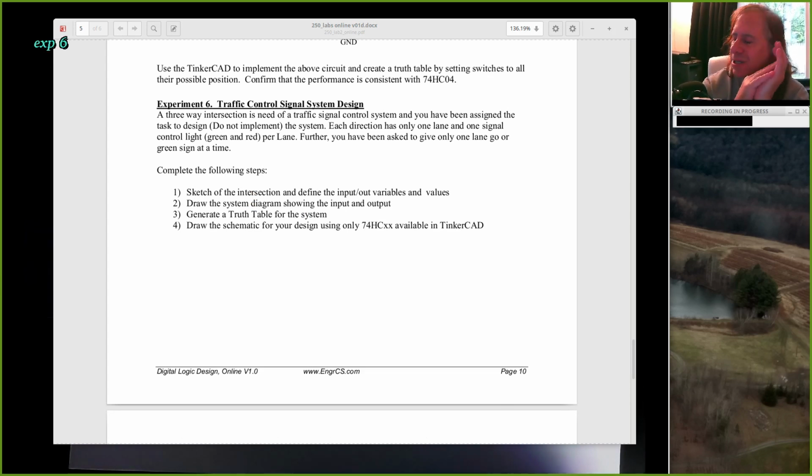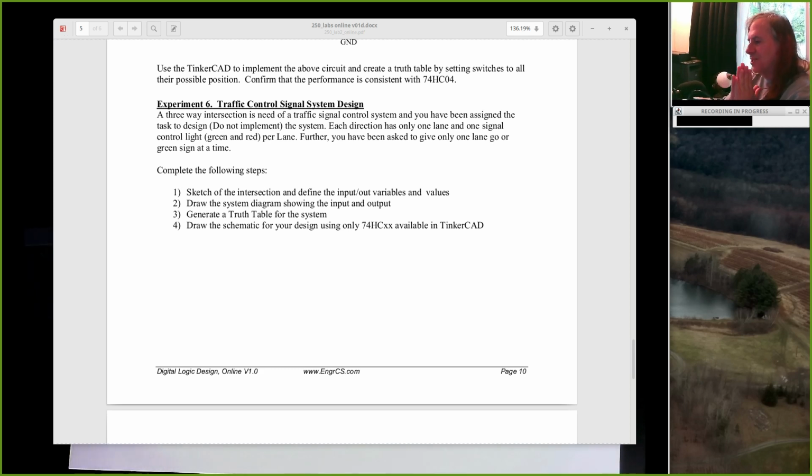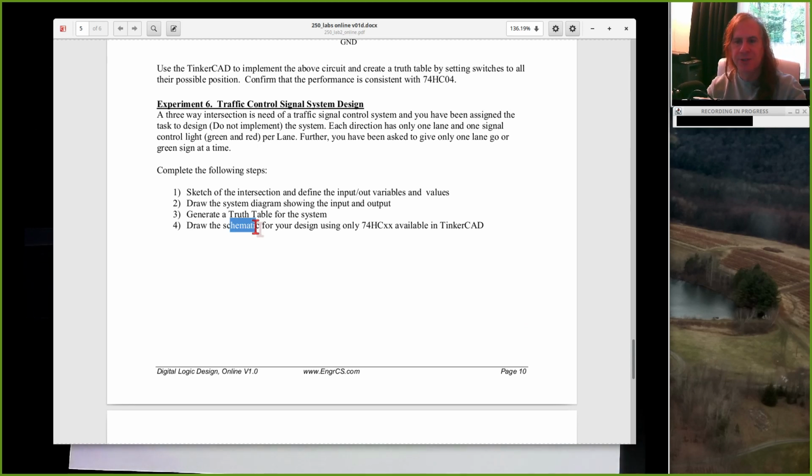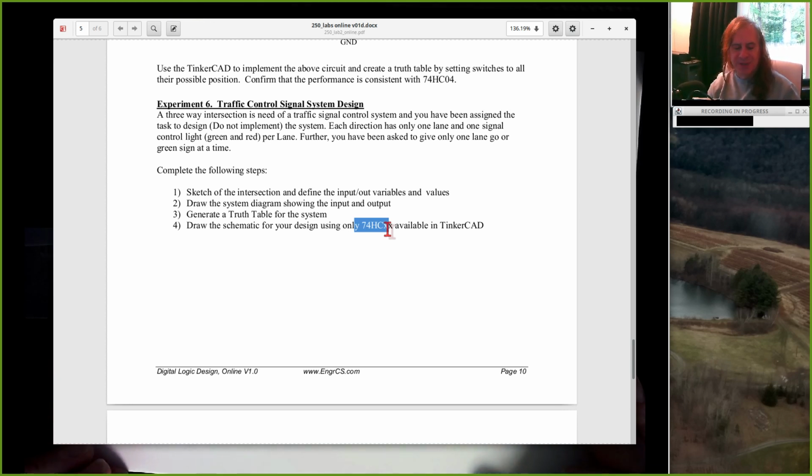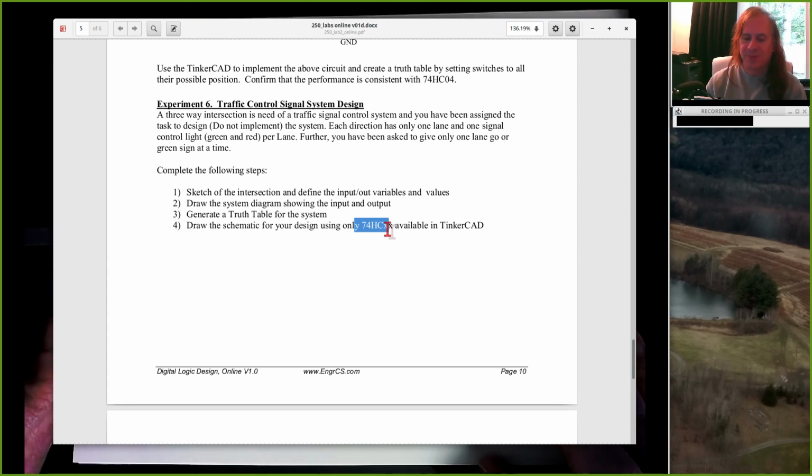It's the same intersection, same behavior, same control circuit as in lab 1, but this time we're going to go from the truth table to a schematic. The schematic should use the integrated circuits that are available in Tinkercad. If there happens to be a traffic light control chip in Tinkercad, life is good. But there isn't. But there are AND gates and OR gates and inverters and so on.